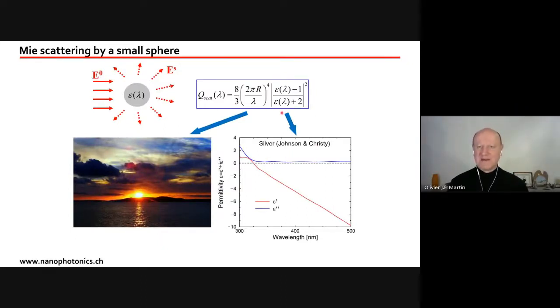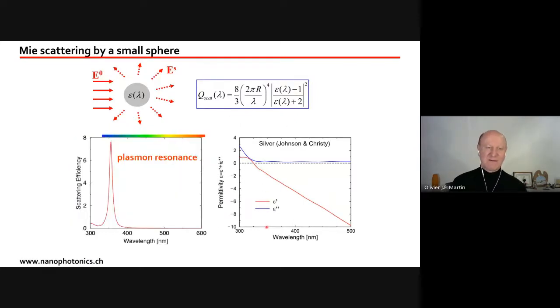And this term has epsilon plus 2, so if we have a material that has a permittivity of minus 2, we will have minus 2 plus 2, so we will have 0, and dividing by 0 makes things very, very large. So this condition for silver of having epsilon equal to minus 2 will occur at a specific wavelength. At this specific wavelength, about 350 nanometers, we have a very strong scattering peak, which will give the particle its color.